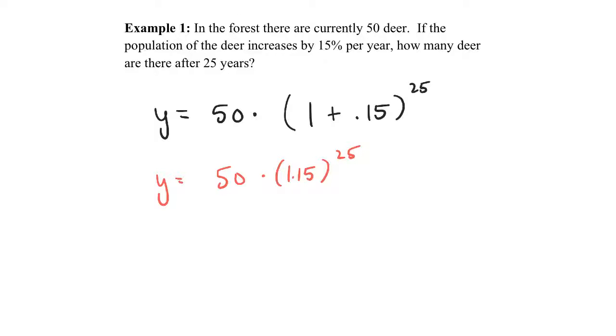Go to your home screen. Type 50 times 1.15. Enter. So what do you get? 57.5. That's how many deer are after 1 year. Now press times again. Don't press anything else. Just press times again. It should multiply the previous answer, right? It should say Ans times. And do another 1.15.